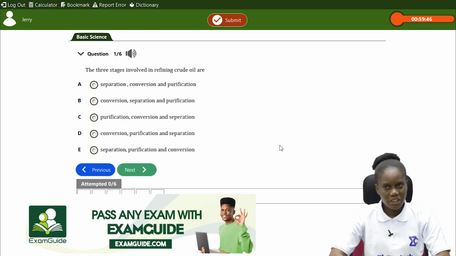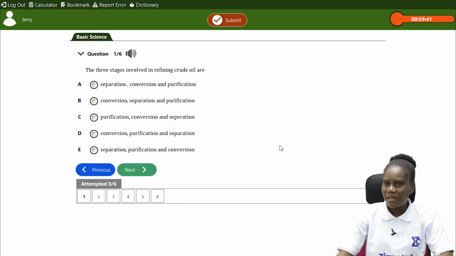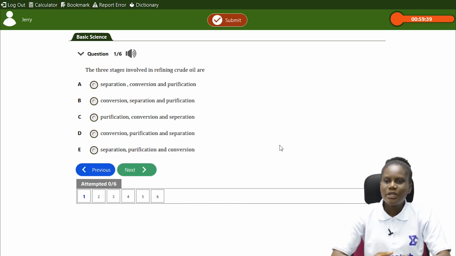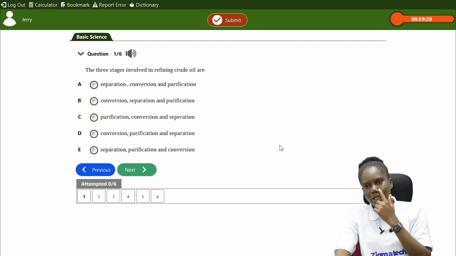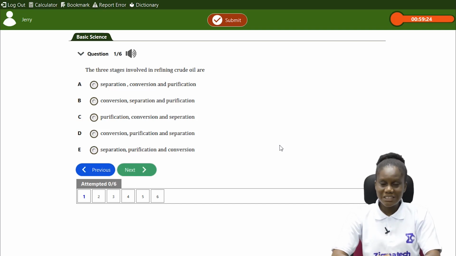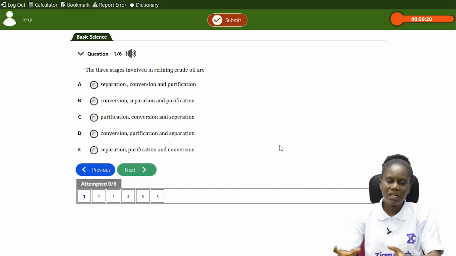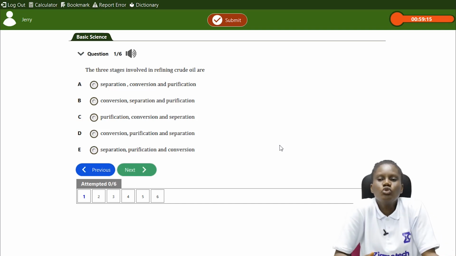B, conversion, separation, and purification. C, purification, conversion, and separation. D, conversion, purification, and separation. E, separation, purification, and conversion. So it is not just enough for you to know that these are the 3 stages. You should be able to know what order they come, because what this question is checking is, in what order do you refine crude oil?